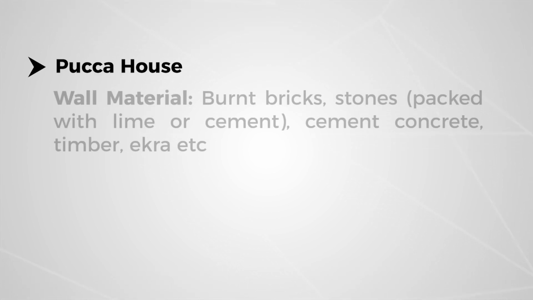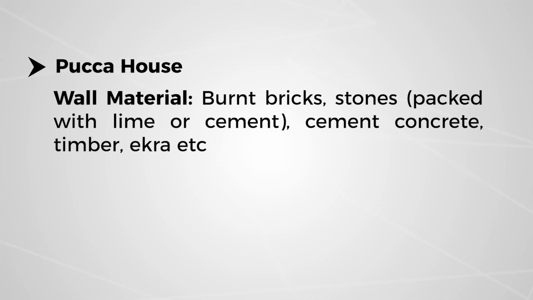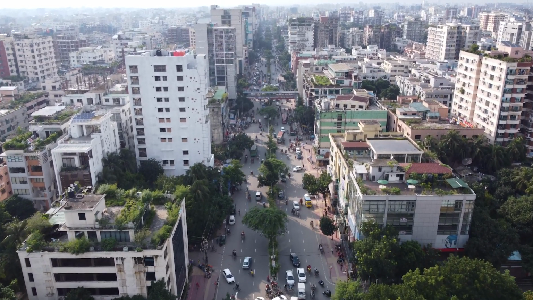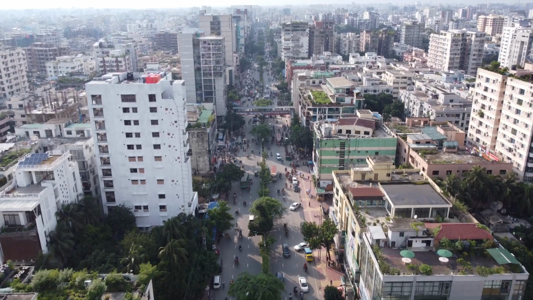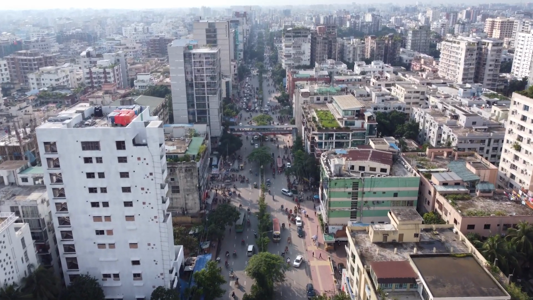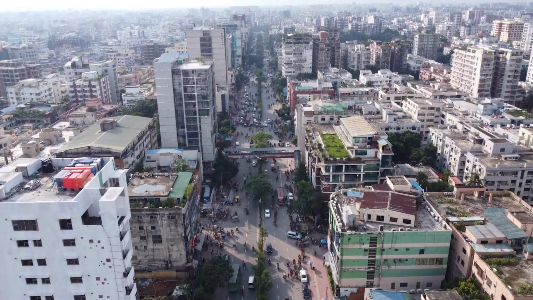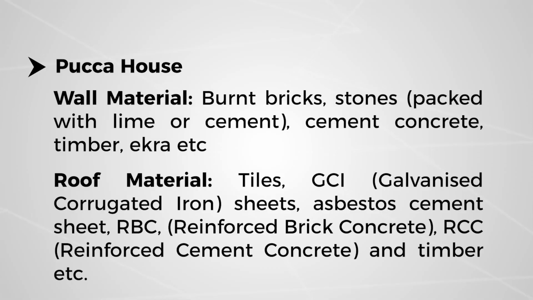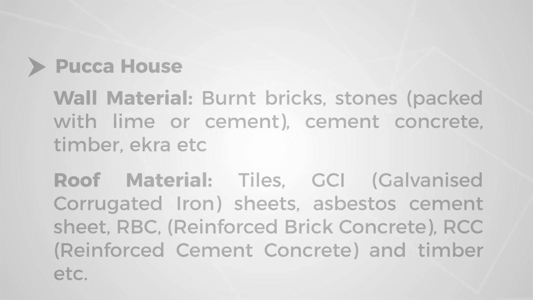A house is further classified as Pakka house or Kacha house. A Pakka house is one where the wall material may be burnt bricks, stones packed with lime or cement, concrete, timber, ecra, etc. and roof material may be tiles, GCI sheets, asbestos, cement sheets, RBC that is reinforced brick concrete, RCC reinforced cement concrete and timber etc.